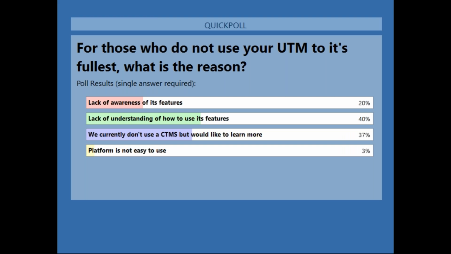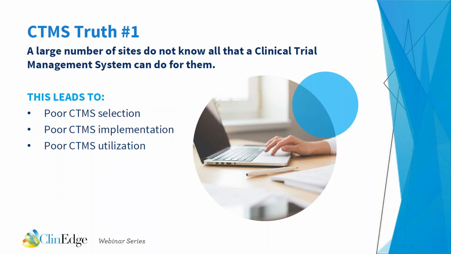So the results come out. Lack of awareness is 20%. Lack of understanding of how to use its features, 40%. Those 37% still not using a CTMS from those previous answers, and 3% platforms not easy to use. Okay. Well, very good. So it's a lack of awareness primarily for those of you that have a CTMS, and so great. Well, that gives again some great foundational knowledge here.